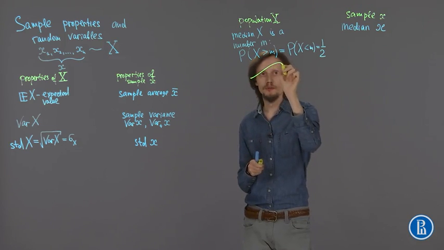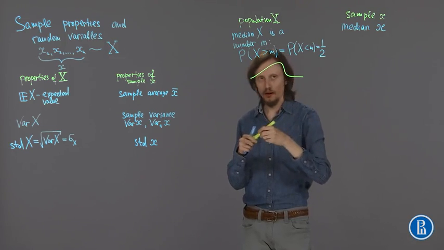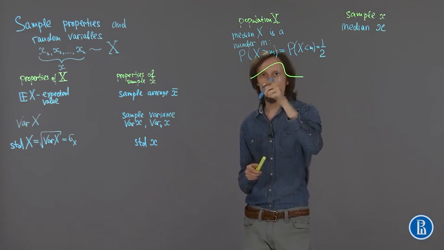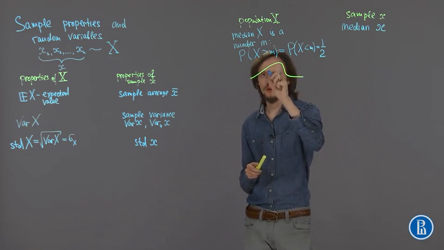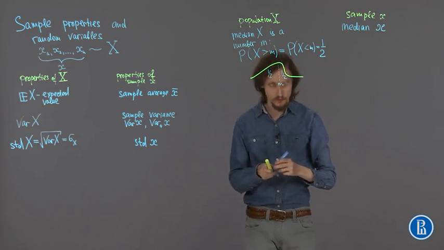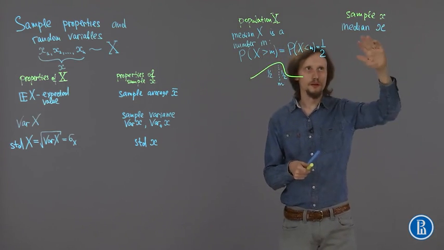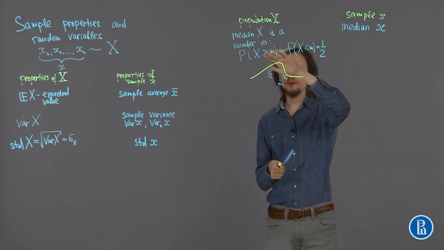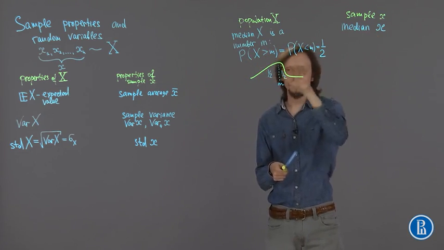something like this one, then the median is a value that divides the area under this curve into two halves. This is one half and this is another half. So this sample median corresponds to the corresponding population median, which is defined in this way.